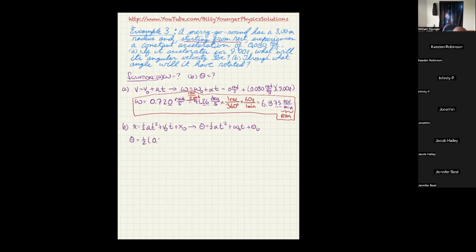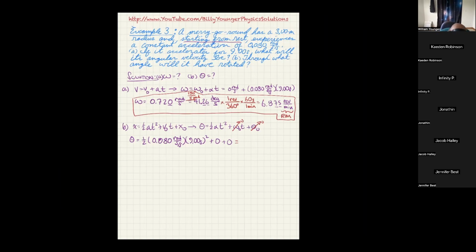The alpha is 0.080 radians per second every second times t squared, which would be 9.00 seconds squared, plus 0 because the angular velocity was initially 0, plus 0, which basically we can always call the theta 0 or the x 0, so that's not a problem. And when I do this, I get 0.5 times 0.08 times 81, which is 9 squared, gives me 3.24.